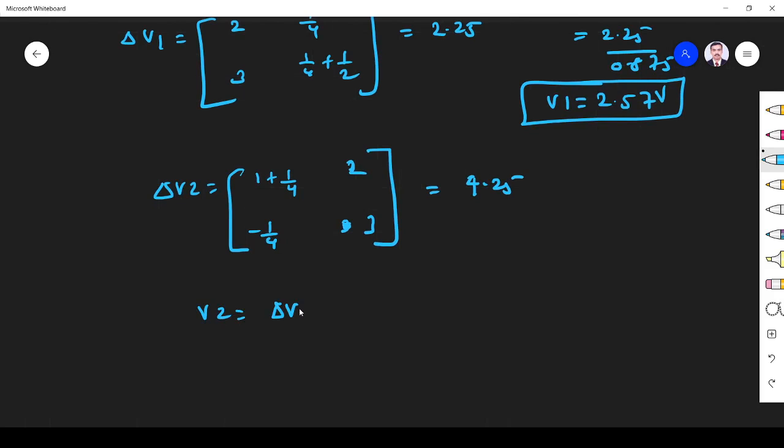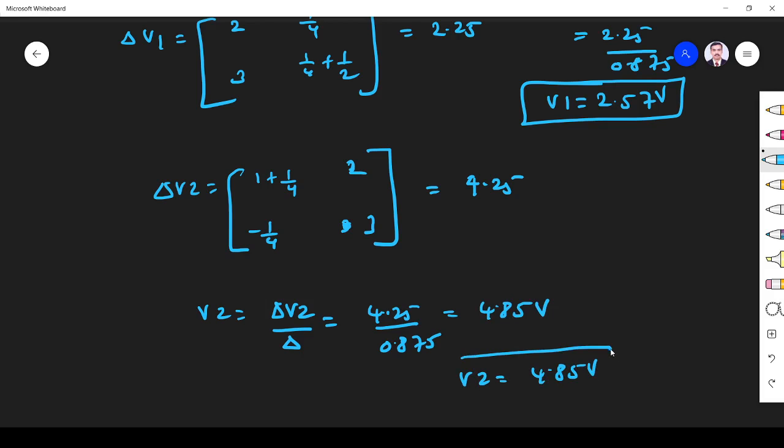V2 is equal to del v2 divided by del. So 4.25 divided by 0.875 will give 4.85 volt. So v2 is equal to 4.85 volt. Right? Simple problem. Okay, let us go to some other problem.